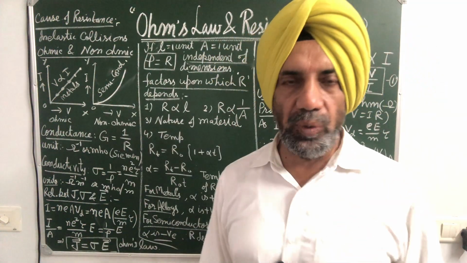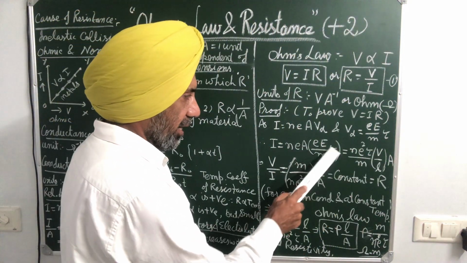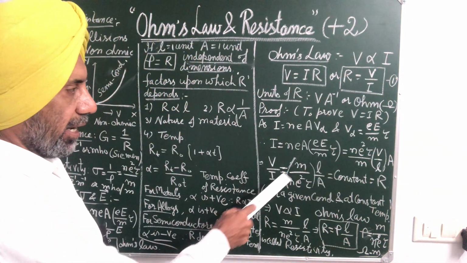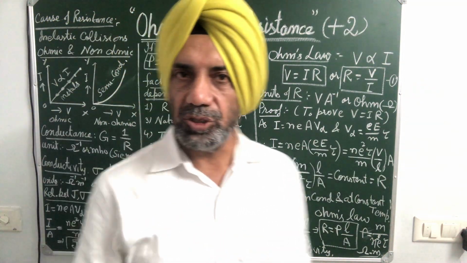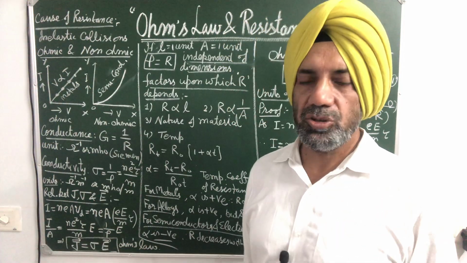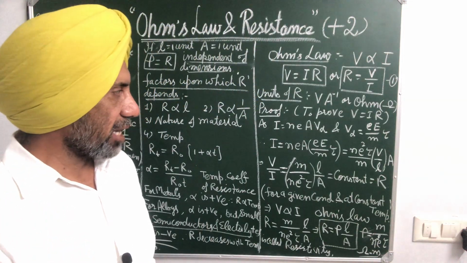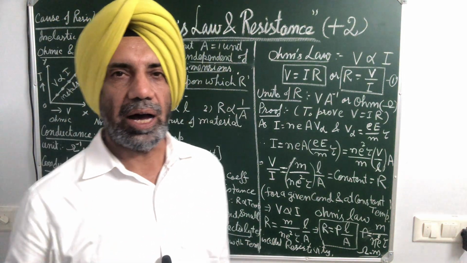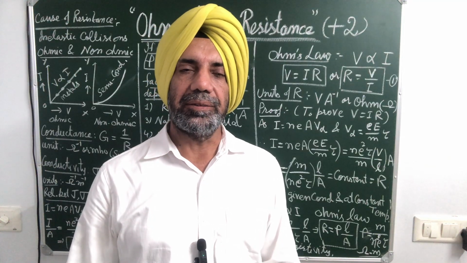So Ohm's law is stated in two ways. V is equal to IR, the same expression. And if we take I upon A in terms of electric field, current density is defined as current per unit area, or J is equal to sigma E. This is another form of Ohm's law. So you will be asked to derive J is equal to sigma E or derive V is equal to IR. So this is all about Ohm's law.